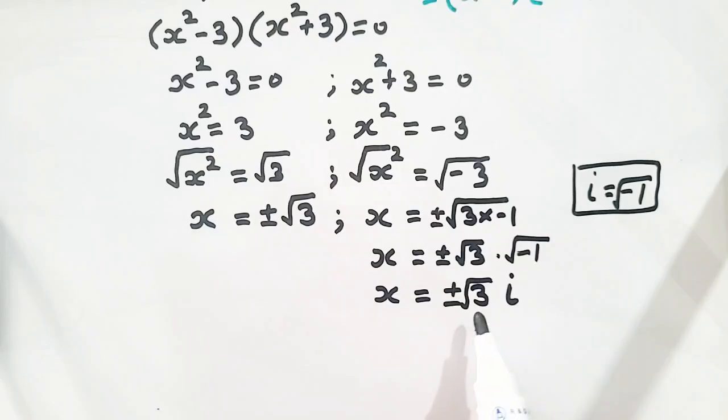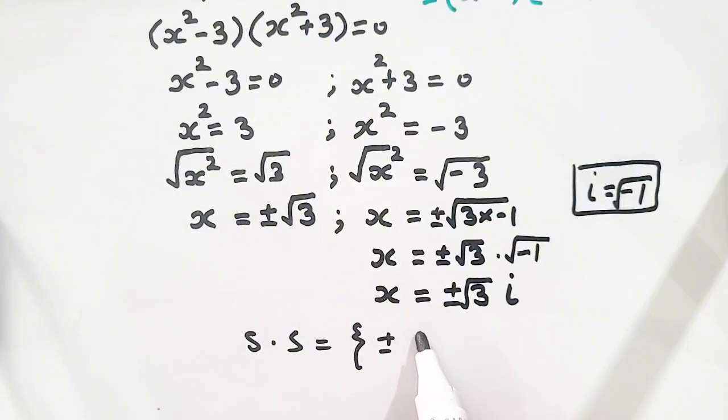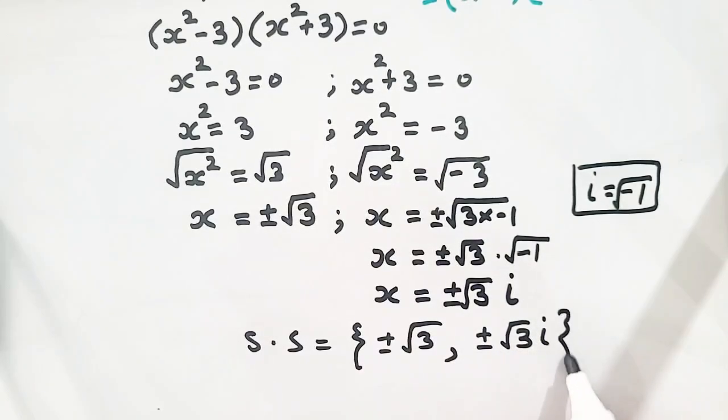So this is our solution set. The solution set will be equal to plus minus square root 3 and plus minus square root 3 iota.